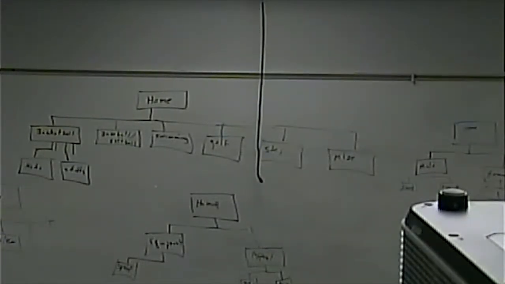Because remember, no matter what organization you choose, there's alternatives. We talked about a website about jazz music. You could break it down by era. You could break it down by style. You could break it down by musical instrument. Now, which one of those things is most valuable for the users? Well, depends who you believe your users are.